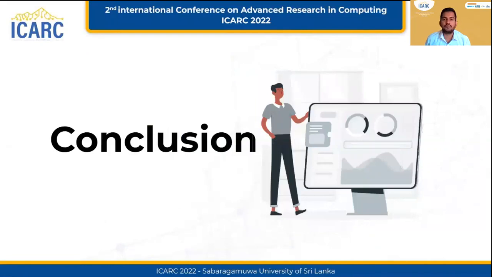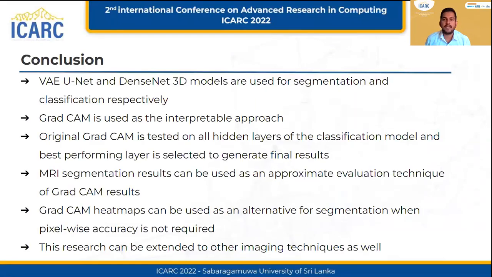Finally, we shall move to the conclusion. As a summary of our work, we have used VAE 3D U-Net and DenseNet 3D architectures for the segmentation and classification modules respectively. GradCam has been used to introduce interpretability to the classification module. The traditional GradCam approach is tested on all hidden layers of the classification model to select the best layer for generating heat maps. Segmentation results were used to evaluate GradCam results.